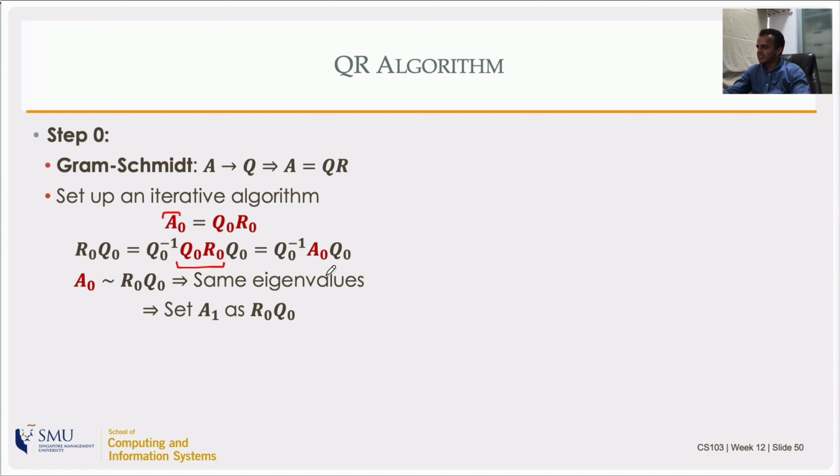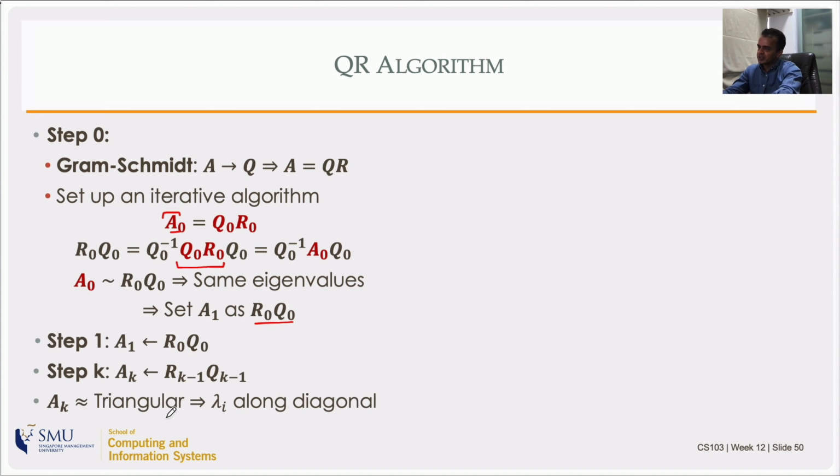Now what you do is just set A1, the next iterative step, to be R0 Q0, because we know that the eigenvalues of this will be the same as the eigenvalues of that, so we can deal with this and keep doing it. Finally, you will converge to something that is an upper triangular matrix.